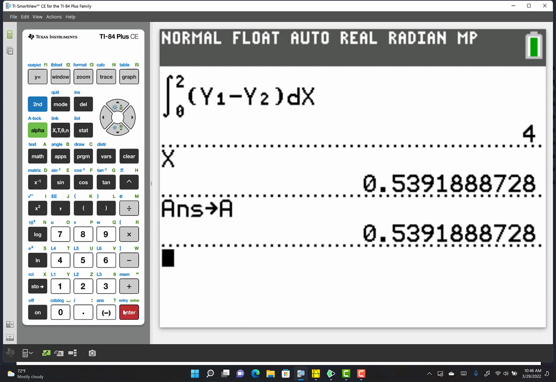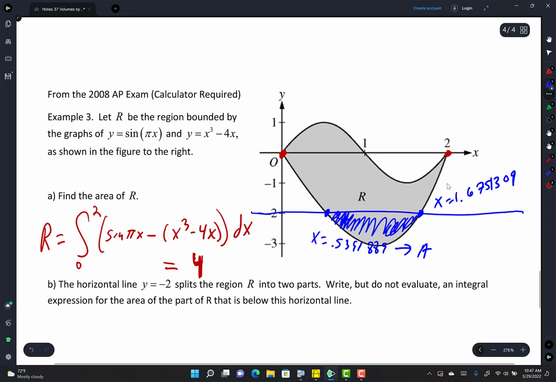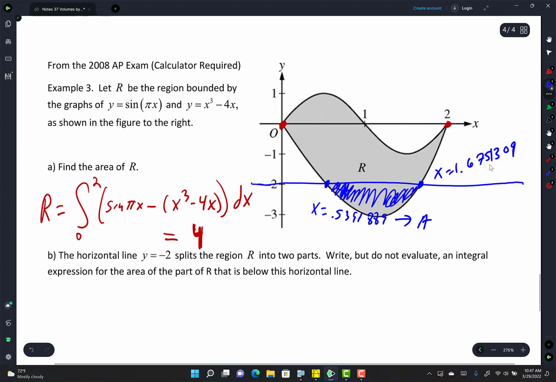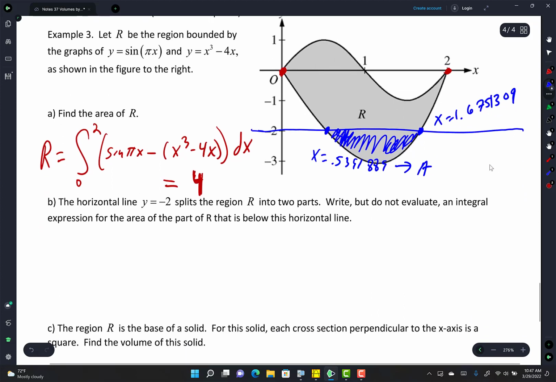Oh, you don't want to round to the very end. We're not evaluating. Oh, you're not evaluating it? No, it's like right when you don't evaluate. Okay, then never mind. You don't have to save anything. Okay, do the same thing for B. So there it is. I got 1.6751309. Did you guys get that? Or for the other x?